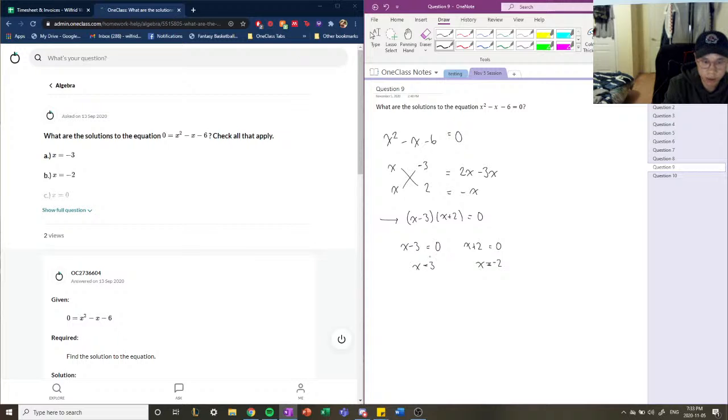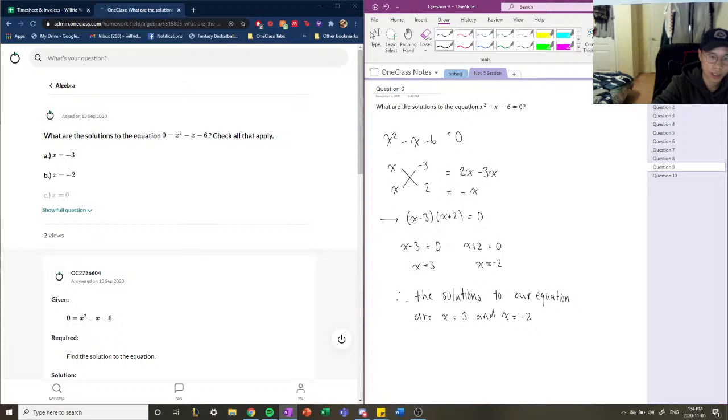And you can check that this is correct. If you plug 3 into here, 3 minus 3 is 0. 3 plus 2 is 5, but 5 times 0 is 0. So 3 is a solution. Alternatively, x equals negative 2. If you plug negative 2 in here, it's negative 5. But negative 2 plus 2 is 0. 0 times negative 5 is 0. So therefore, the solutions to our equation are x equals 3 and x equals negative 2.